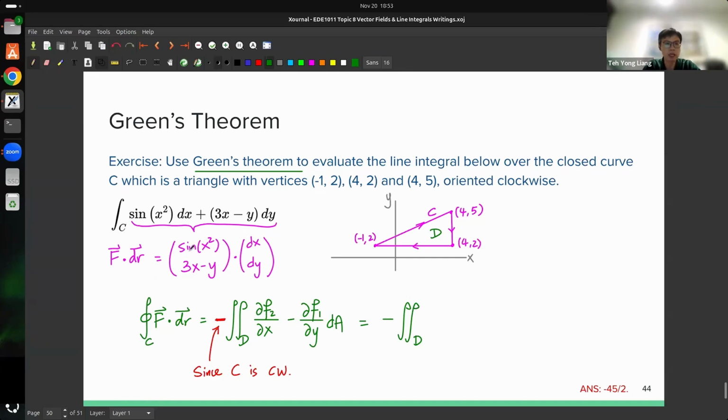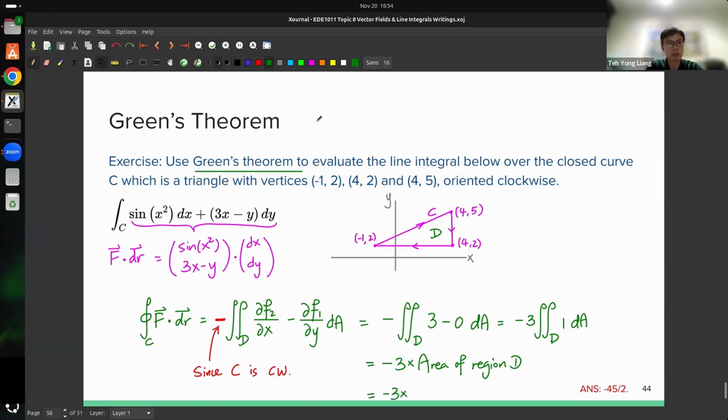Then F2 sub x: differentiate 3x minus y with respect to x, so just 3. Then differentiate sine x squared with respect to y, minus 0, dA. So therefore this is minus 3 double integral of 1 dA, for the area of region D. This is similar to what we had earlier on: minus 3 times the area of region D. So the answer is trivial.